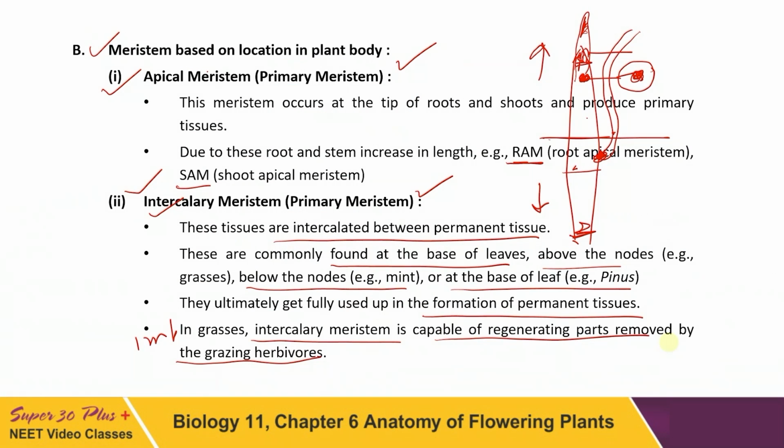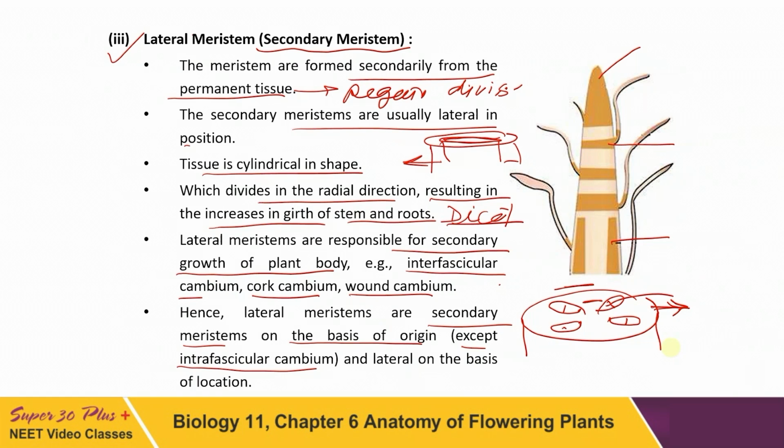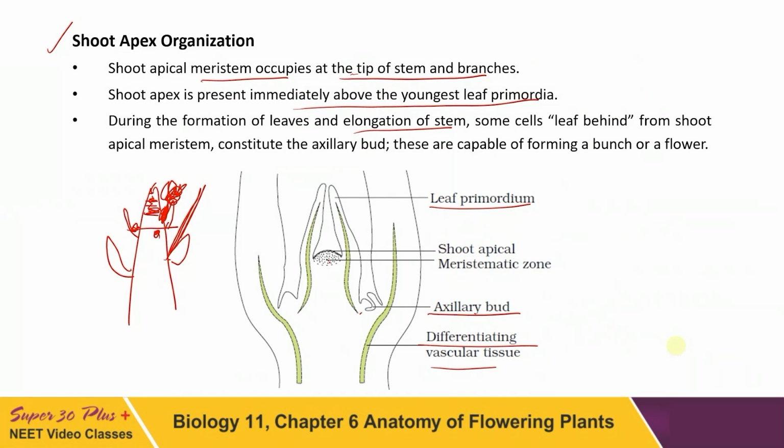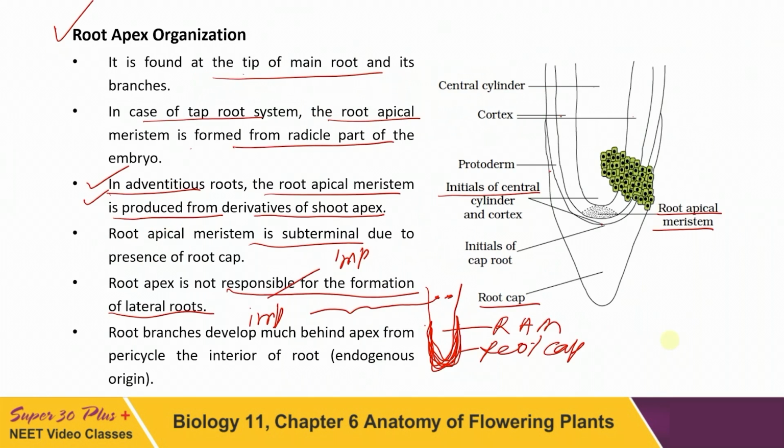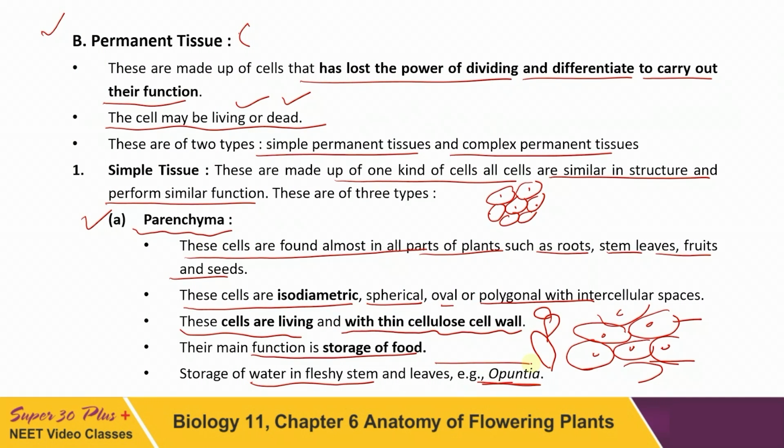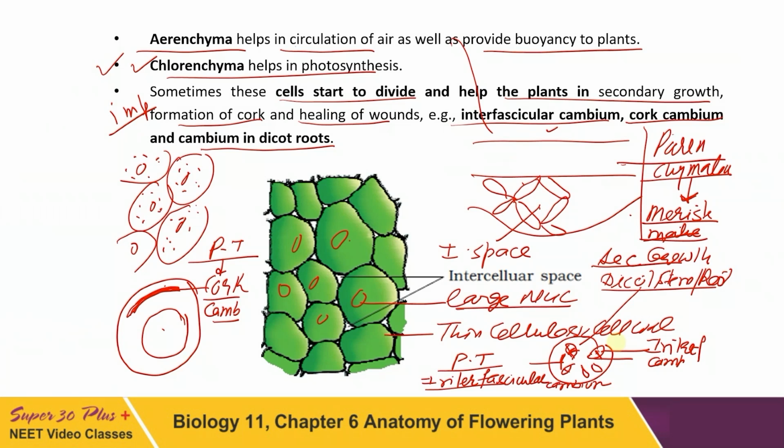I told you already, no need to repeat. Lateral meristem I told you, secondary meristem. This one is shoot apex organization. That is root apex organization. This is subterminal, because the root apex has the root cap. Then I told you about permanent tissue. Usually they do not divide, but at the time of need some of the tissue can divide. This is an important point I discussed. This is part 1. Thank you.